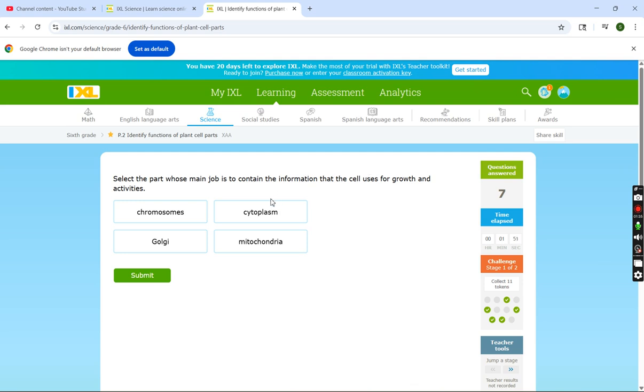Select the part whose main job is to contain the information that the cell uses for growth and activities. So, the obvious answer is chromosomes. Here, let me just show y'all a definition.